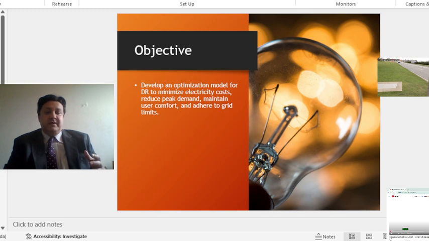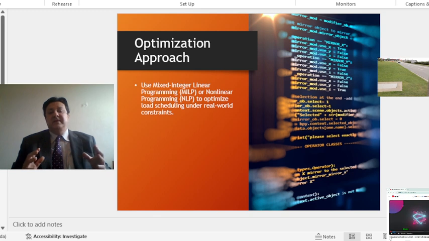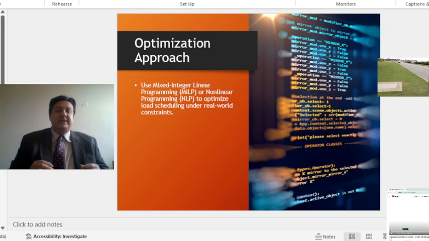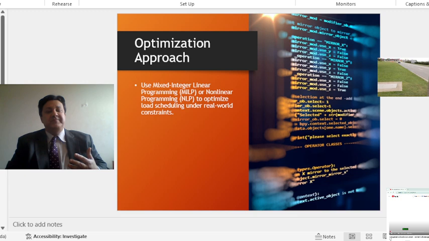So we will be working on the methodology, and we can talk about our approach as well. What I suggest is that the demand response model will be formulated as a mixed integer linear programming (MILP) or non-linear programming (NLP) problem to optimize load scheduling while considering real world constraints. MILP is used when decision variables involve binary on and off states, for example, turning devices on and off at certain times. NLP is used for more complex nonlinear relationships, for example, thermal comfort modeling in HVAC systems. So for the model formulation, we have decision variables and objective functions.